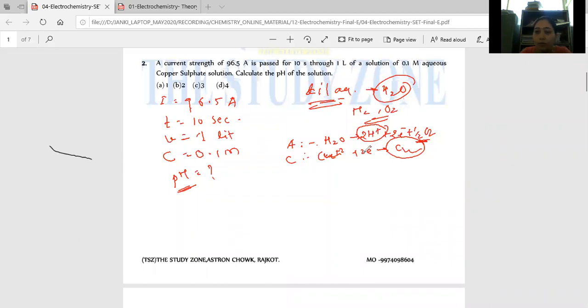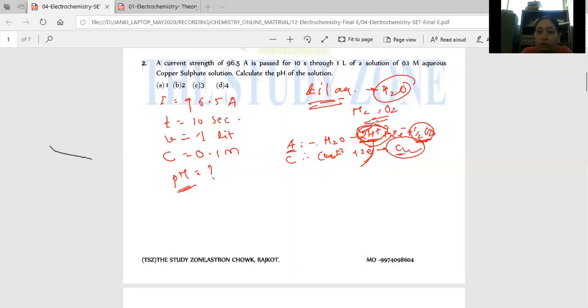Great, great. It means now it's final. On anode we get the product O2 and on cathode Cu. Now, which one is responsible for the change in pH? H plus is responsible. Whatever O2 gets produced, the same number of H plus will remain inside the solution. The same number of equivalents will remain inside the solution.